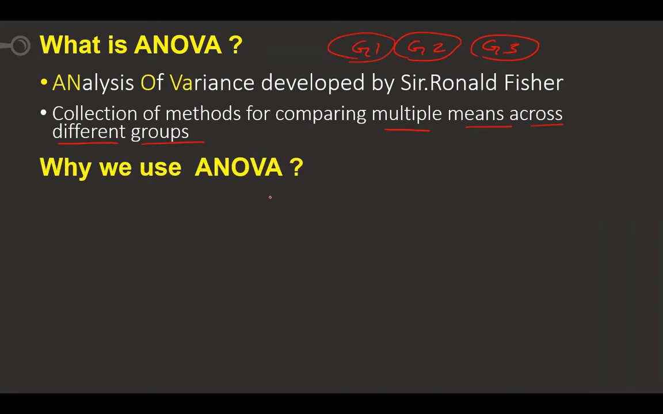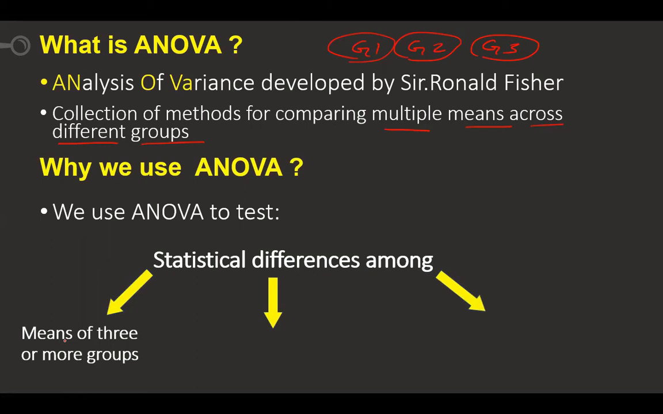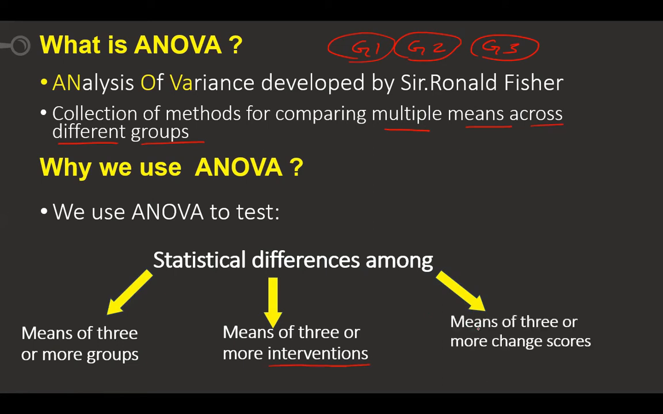Then why do we use ANOVA here? First of all, we use ANOVA to test statistical differences among the means of three or more groups. Then we find the statistical differences among the means of three or more interventions. When we are having interventions also, we can use ANOVA. The last one, means of three or more change scores. We are going to find out if there are any change scores available with us, so we are going to use the ANOVA.